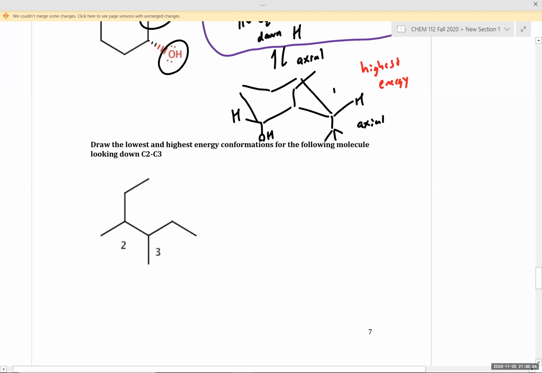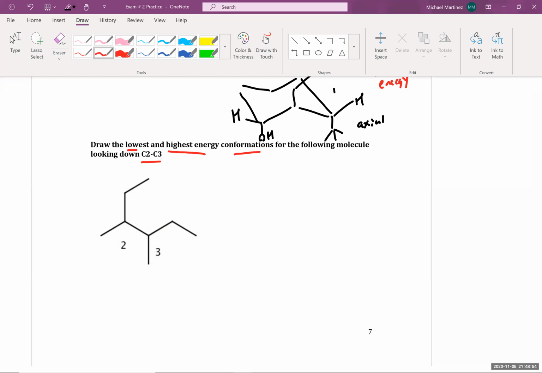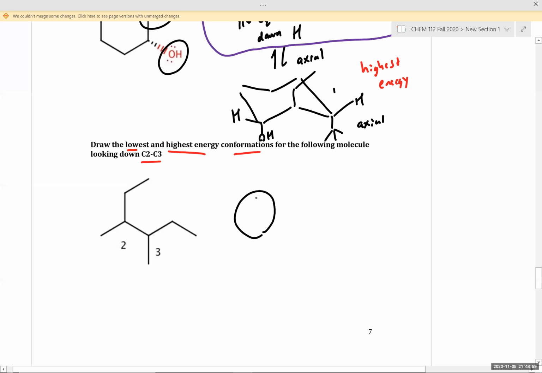Okay, so let's look at the following case where we're asked to draw some Newman projections, and we're asked to draw the lowest and highest energy conformations looking down C2, C3. So drawing out our draft Newman projection, we have our ethyl group, a methyl group, and a hydrogen, and then an ethyl group, a methyl group, and a hydrogen in the back.